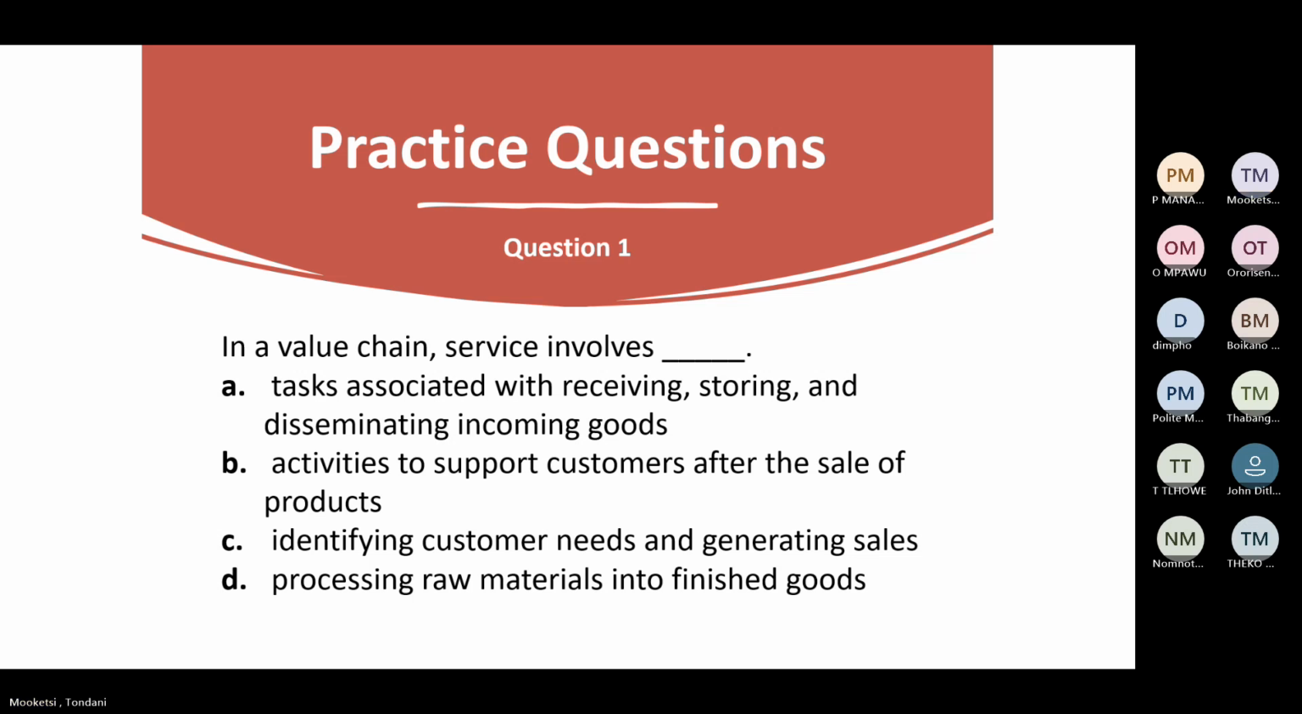B, activities to support customers after sale of products. That is also service. Identifying customer needs and generating sales. We cannot say it's D. Customer needs is definitely part of service. So we always talk about customer service. So anything that has to do with the customer, that is service. Processing of raw materials and finished goods is not service. That is manufacturing. You will understand better when we get to the detail.